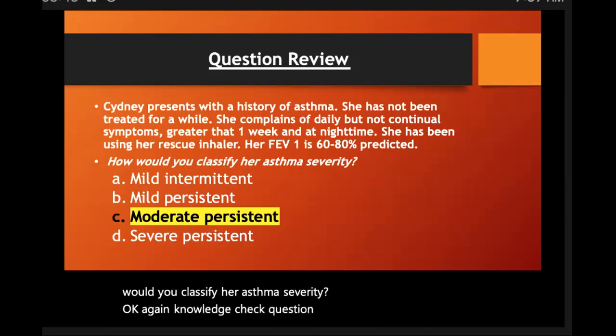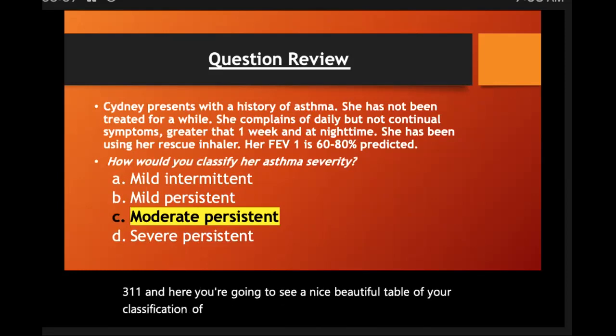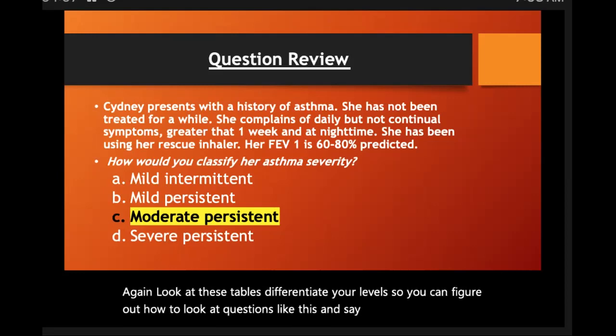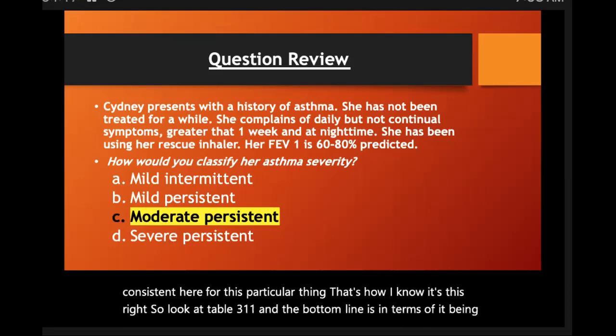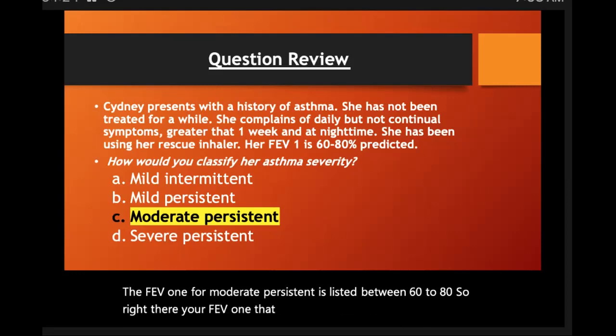Let's look at page 400 in table 31.1. And here you're going to see a nice, beautiful table of your classification of asthma severity. And this is how you break it down. Again, look at these tables, differentiate your levels so you can figure out how to look at questions like this and say, okay, I know what's consistent here for this particular thing. That's how I know it's this, right? So look at table 31.1. And the bottom line is, in terms of it being moderate persistent, the FEV1 for moderate persistent is listed between 60 to 80. So right there, the FEV1 that they provided gave you the right answer.